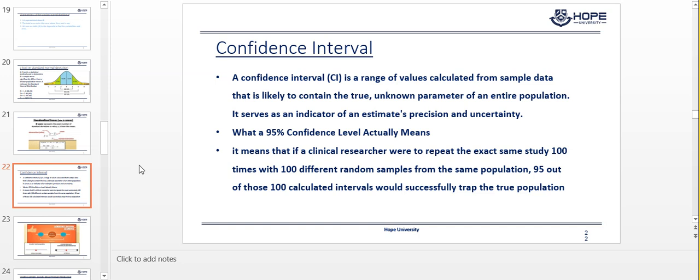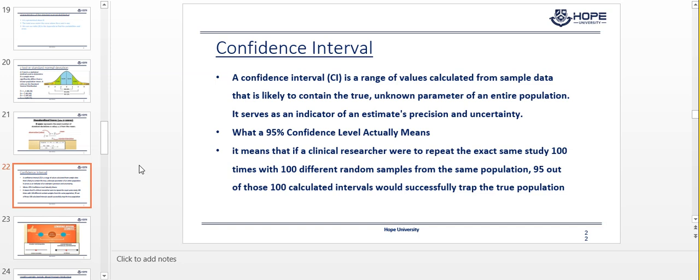Also, we need to explain what a confidence interval is. A confidence interval is a range of values calculated from sample data that is likely to contain the true unknown parameter of the entire population. It serves as an indicator of estimated precision or uncertainty.